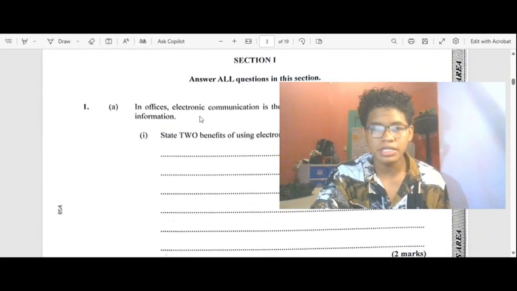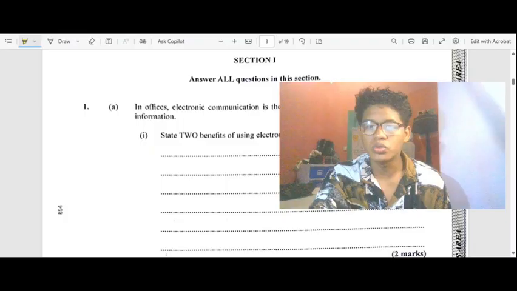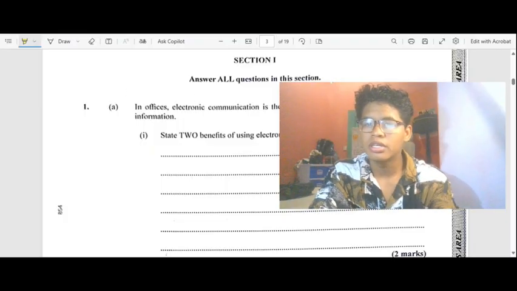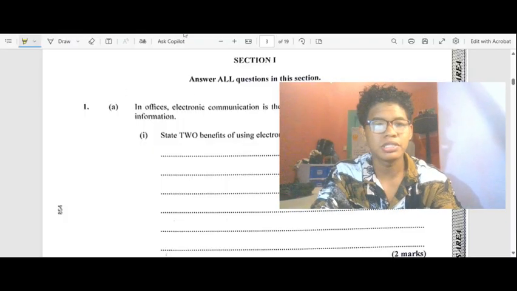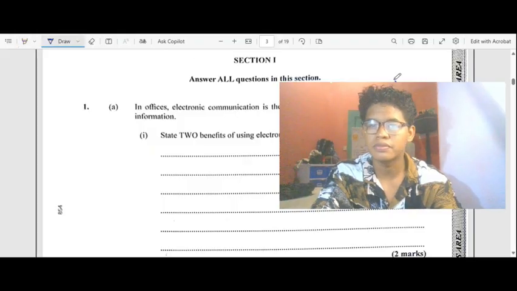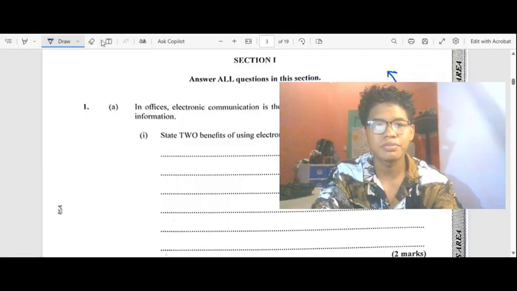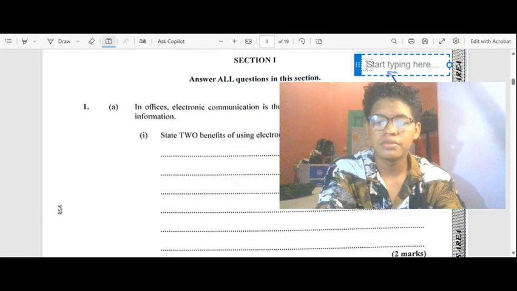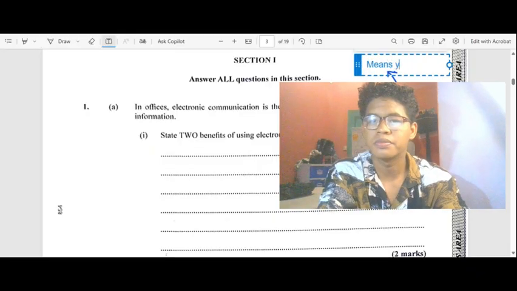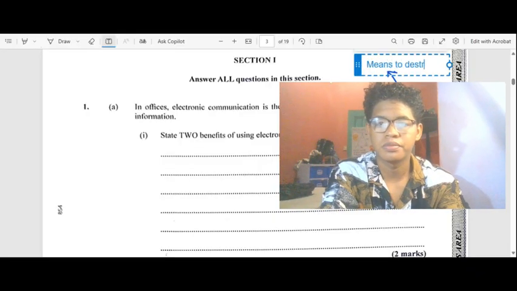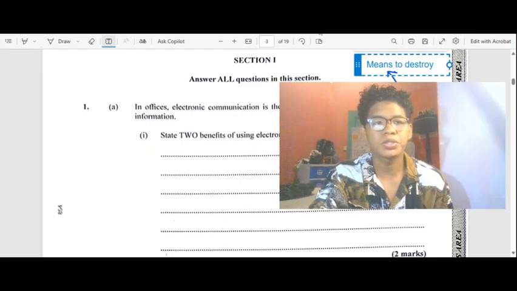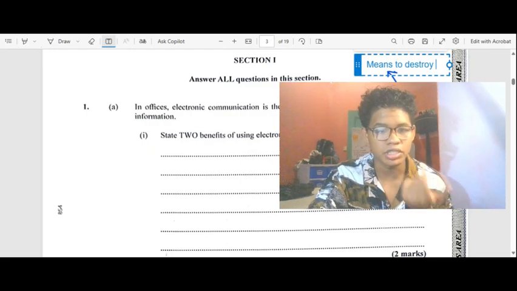So it says in offices, electronic communication is the most widely used channel to disseminate information. And to discriminate information means to destroy it. So discriminate comes from the adjective destroy. So this means to destroy. So when we hear the term discriminate, we come up with the idea of destruction. This is only worth 2 marks.